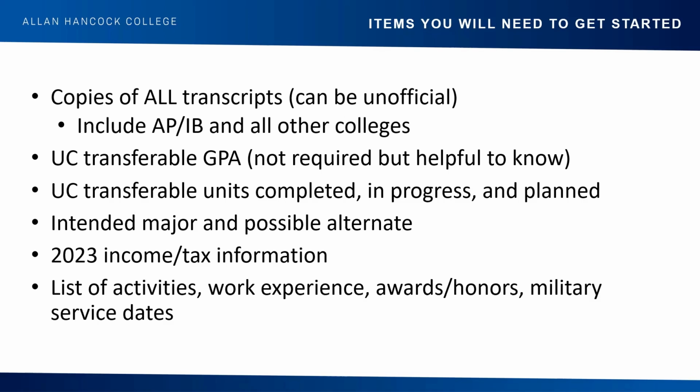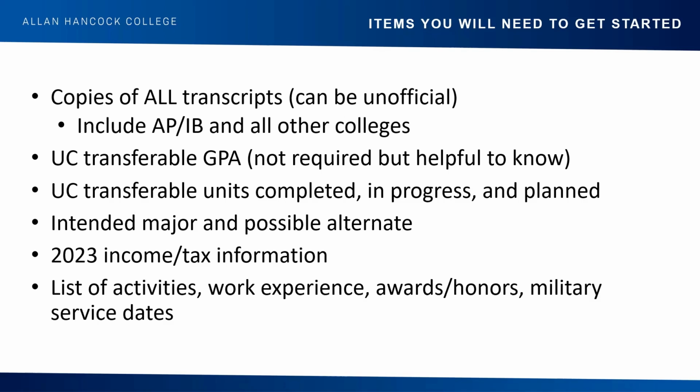The majority of the schools would not consider you unless you have at least a minimum of 60 UC transferable units. You will also be needing your 2023 income tax information. The application will ask you what your family income is, or your income if you're an independent student. And that information will determine if you will be granted the application fee waiver. So that will be embedded right into your application. You will actually know whether you need to pay for the application at the time you fill that income information out.